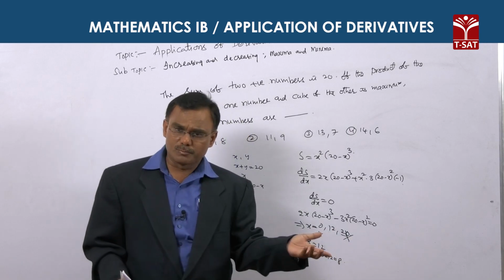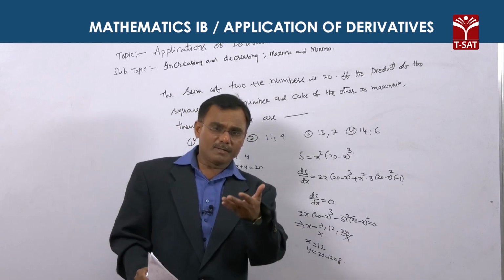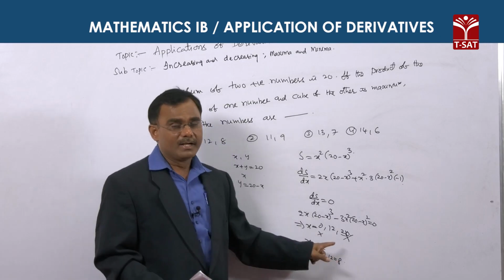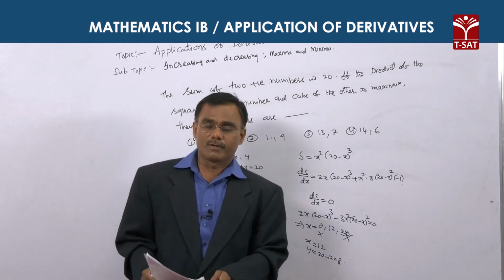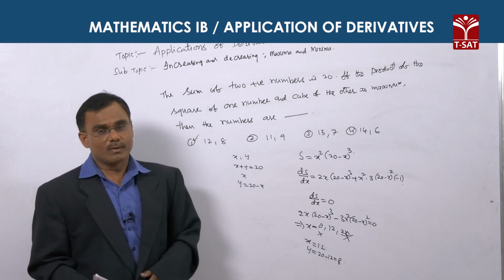x equal to 0 is not possible, x is positive. If x is 20, the other number is 0, that is also not possible. That's why x is 12, and y is 8. Therefore, the required numbers are 12 and 8.